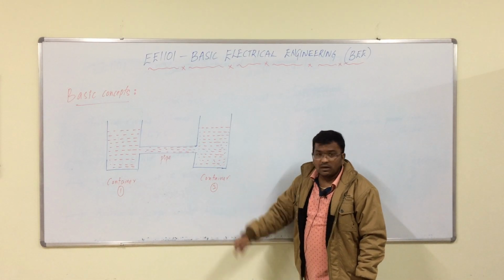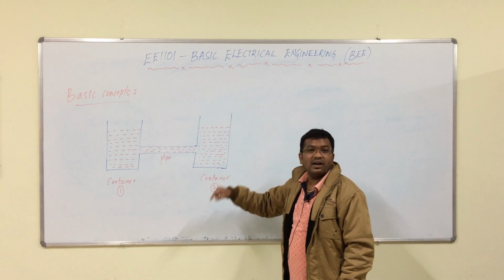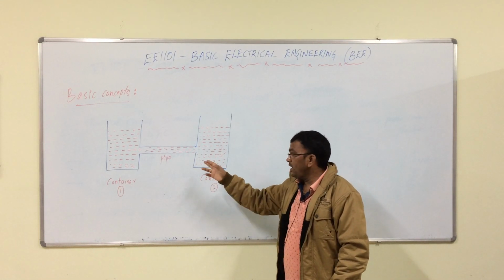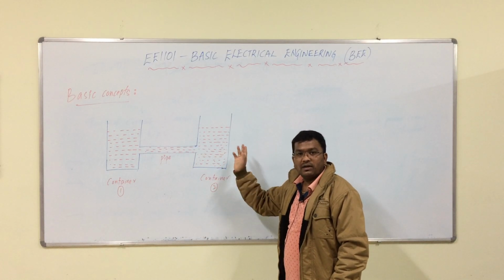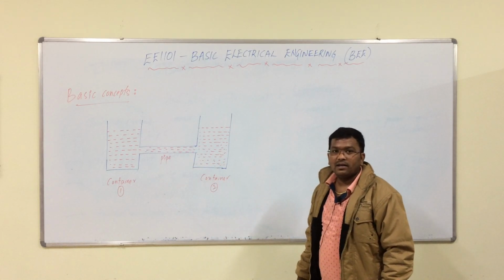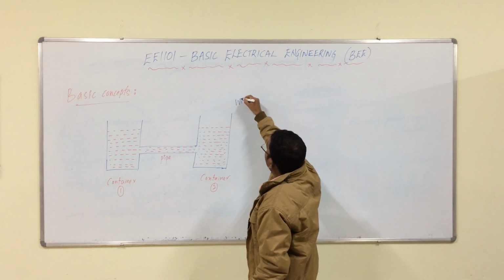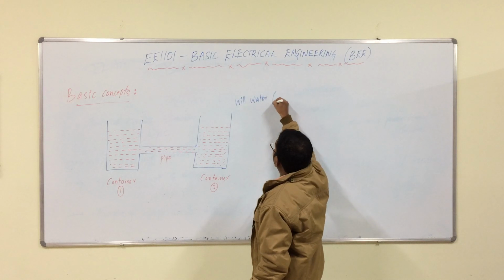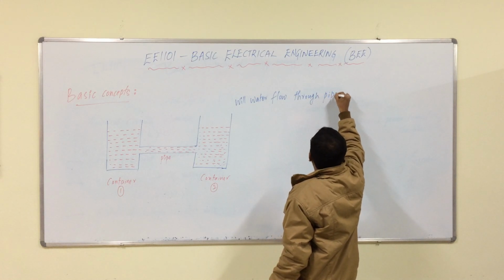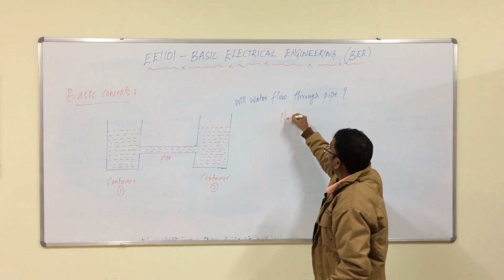So, have you observed, is there any water flow through this pipe from any one of the containers? At this condition, will you observe any water flow between these two containers? Of course, we have water in that pipe, but is there any water flow through that pipe? Question is, will water flow through the pipe? Obviously, the answer is no.